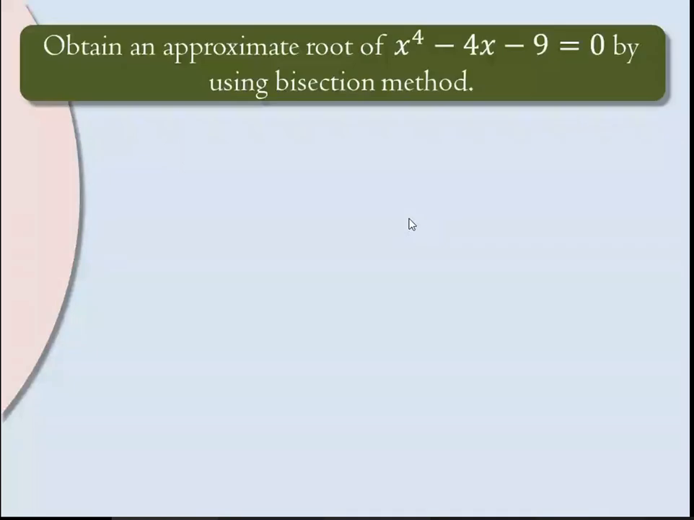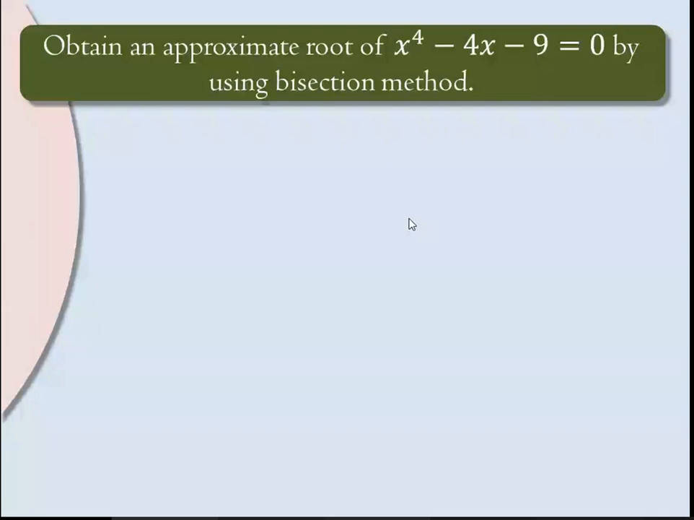Obtain an approximate root of x raised to 4 minus 4x minus 9 equal to 0 by using bisection method. Here it is asked to find an approximate root. Generally it is asked up to 2 decimal places or 3 decimal places. Depending on that, the number of steps will depend, up to 2 decimal or 3 decimal. According to that we have to simplify the terms.